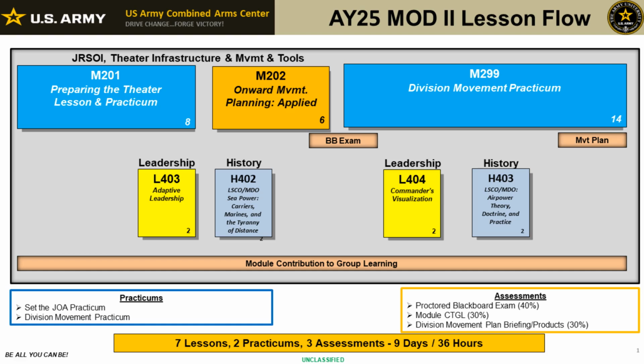The lesson flow of academic year 25. Module 2 course includes various lessons, practica, and assessments over 9 days and 36 hours. This slide serves as an agenda regarding the key concepts covered during the lesson. This lesson is co-taught between DISFIM and DJMO.